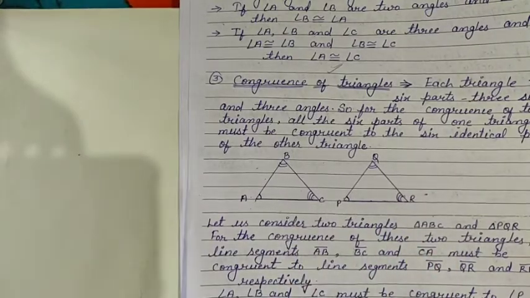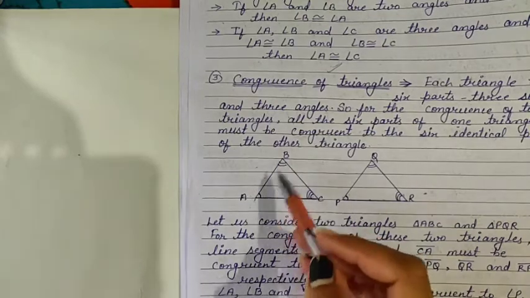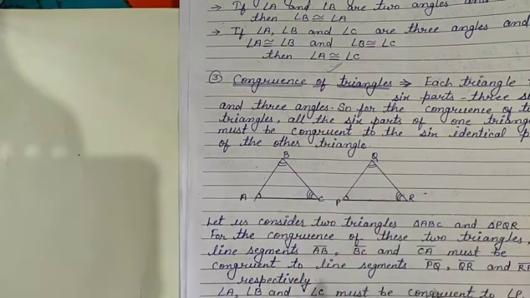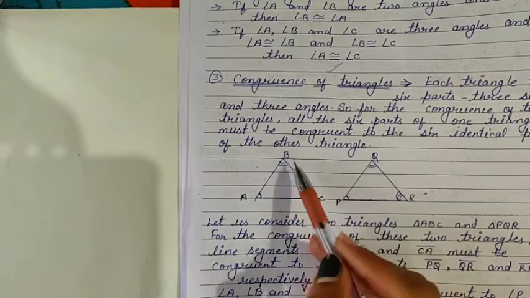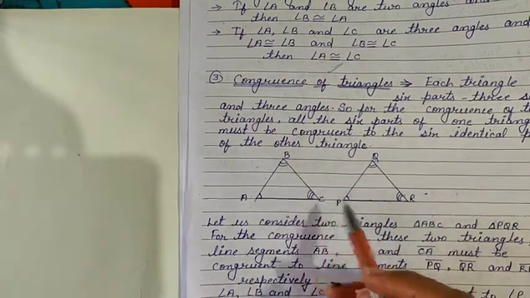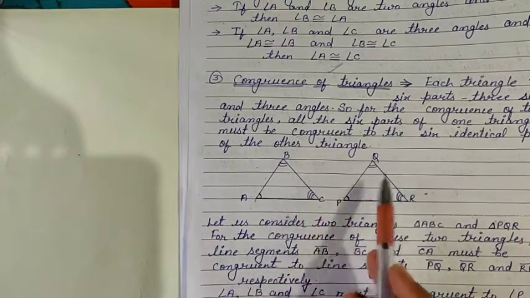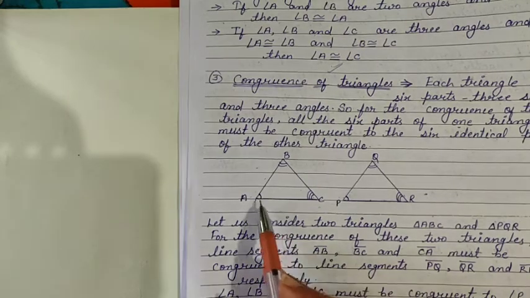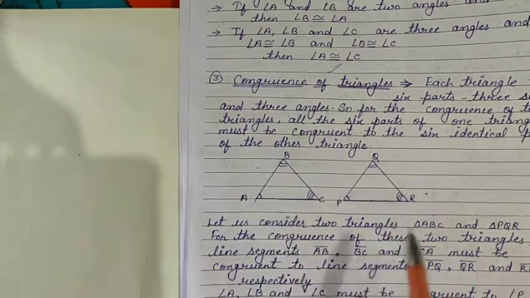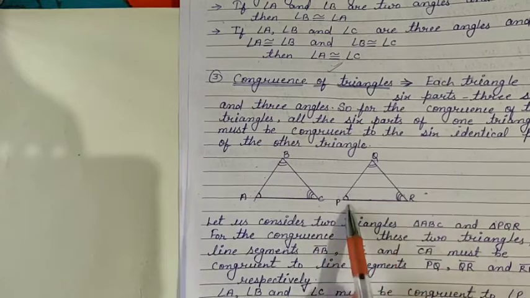Line segment AB is congruent to line segment PQ. It means the length of AB equals the length of PQ, and line segment BC is congruent to QR. It means the length of BC equals the length of QR by the congruency of line segments. And CA is congruent to RP. It means the length of CA equals the length of RP.